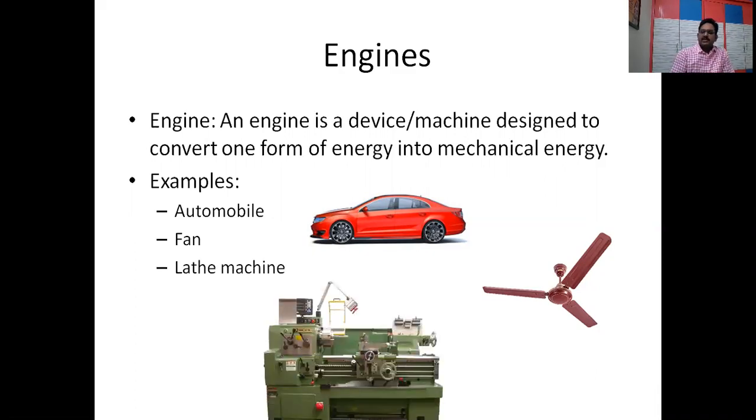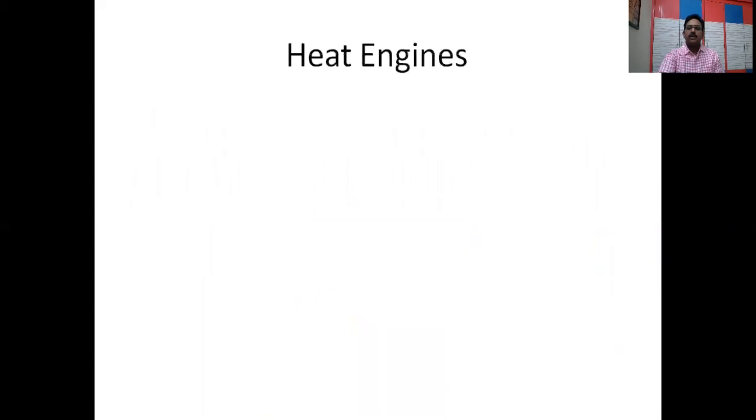The third one is a lathe machine. Yes, a lathe machine is also a machine where electrical energy is converted to rotate the headstock and the spindle which is attached to the headstock. A job is attached to the spindle, and there we go for turning operations. In all these things, one form of energy has been transferred to mechanical energy. That's why all these are called engines. So an engine is basically a device or a machine designed to convert one form of energy into another, specifically into mechanical energy.